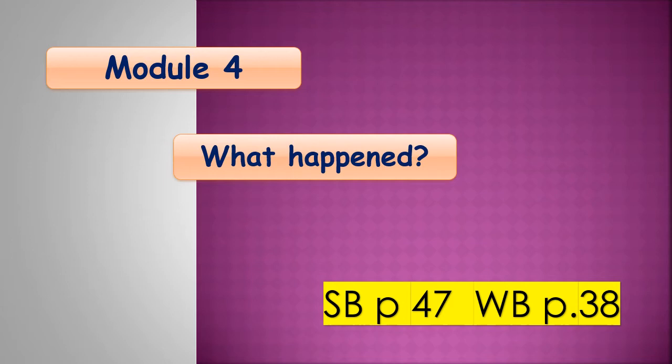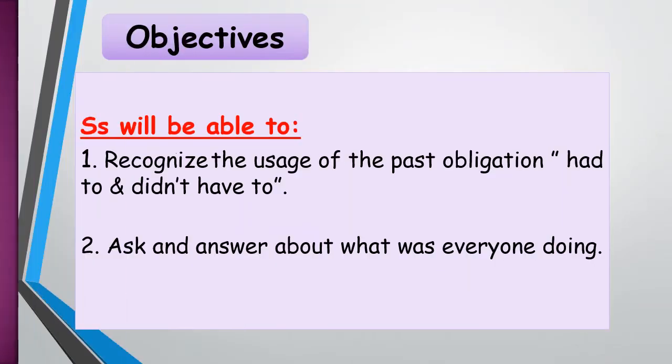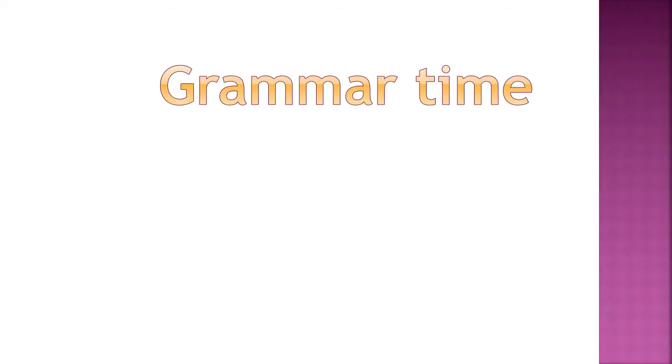Our lesson today is Module 4, What Happened? Our World Part 2. You will find this lesson in your student book page 47 and workbook page 83. Our objectives for today: students will be able to recognize the usage of the past obligation had to and didn't have to, and ask and answer about what everyone was doing. It's grammar time.